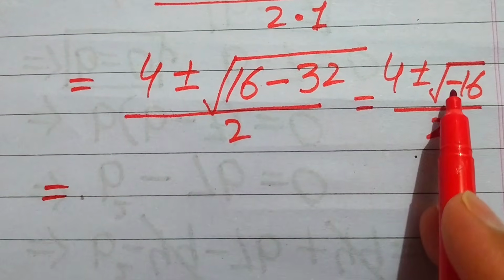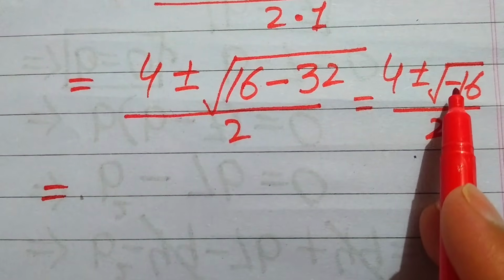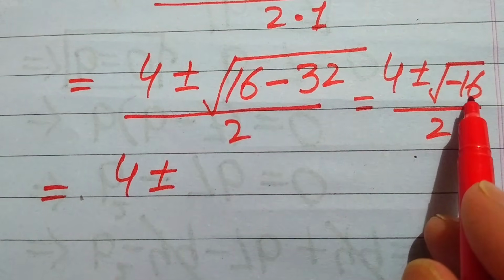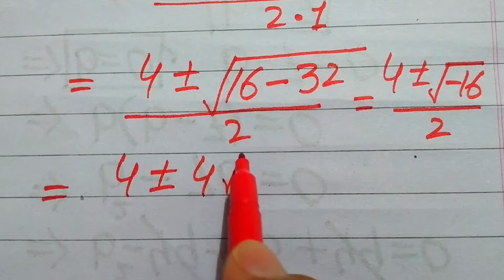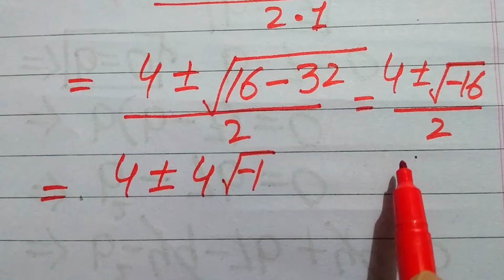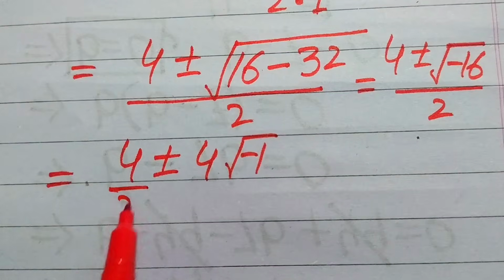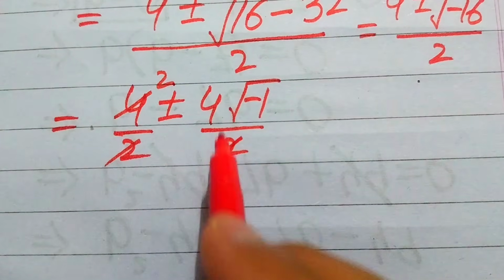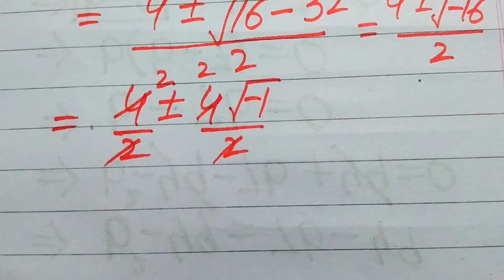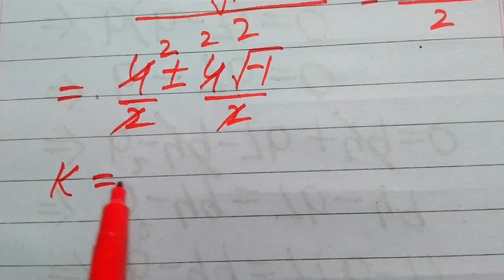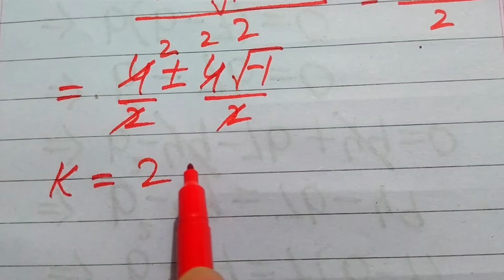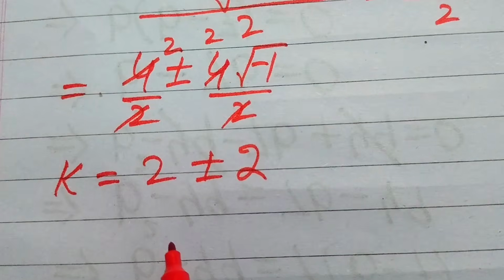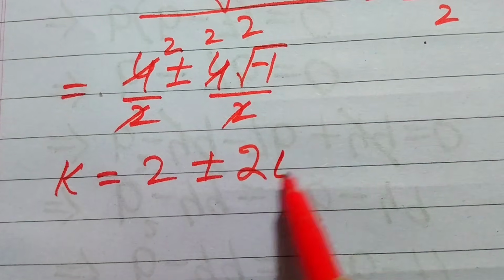So here we break this fraction, we break the square root sign, and we apply this separately on both of these two values, and we get 4 plus minus. We know that square root of 16 becomes 4, into square root of -1, and we apply this 2 separately on both of these values. So we get 2 times 2 becomes 4, and this is also 2 times 2 becomes 4, and we get the values k equals 2 plus minus 2 times square root of -1. We know that square root of -1 becomes iota.